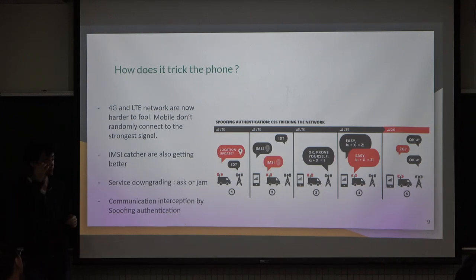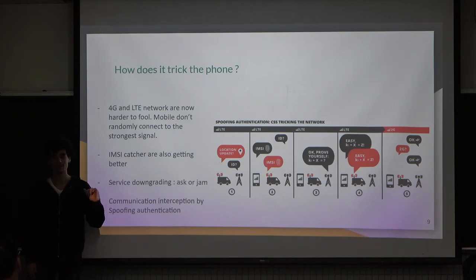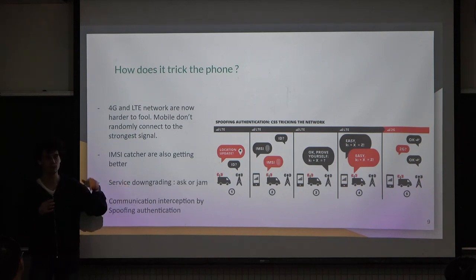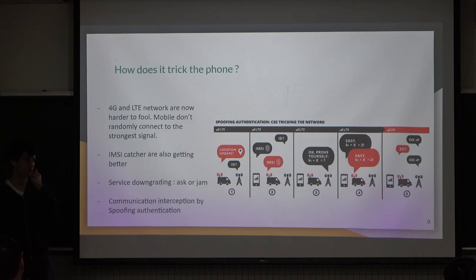For example, there is an attack named service downgrading. Because the IMSI catcher wants to use GSM and not 4G and LTE, it will ask the phone to use GSM, and most of the time the phone will accept, because that's how network towers work. But you can also send a lot of white noise to the 4G, so 4G will become unavailable and the phone will use GSM.